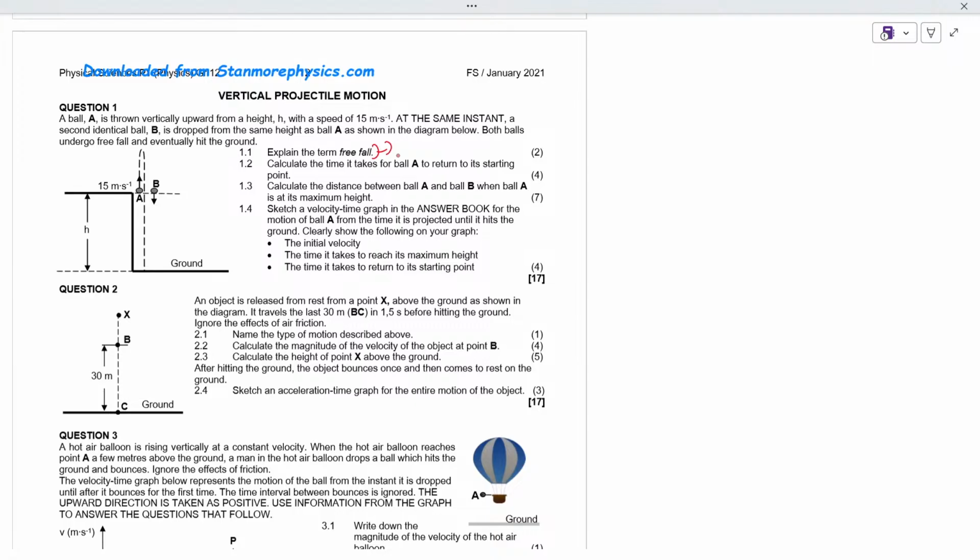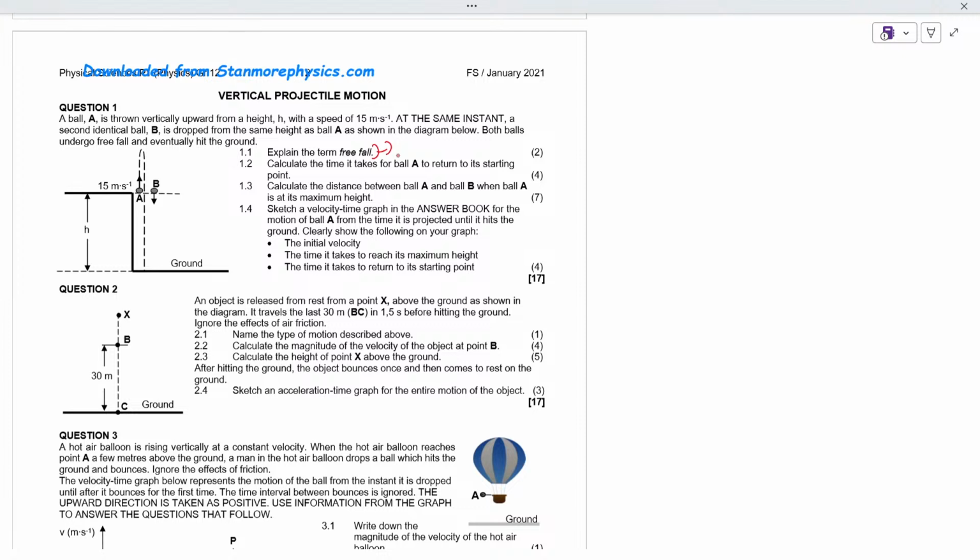So what do you understand about free fall? Free fall is a motion during which the only force acting on an object is the gravitational force. Yes, that's right. What is projectile? Projectile is an object which has been given an initial velocity and then it moves under the influence of the gravitational force only. Yes, that's also right. So, a free fall is a motion, and a vertical projectile is the focus on that object. So now let's go to the question itself.